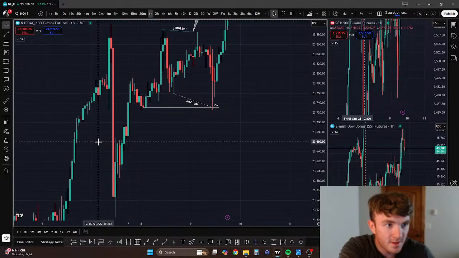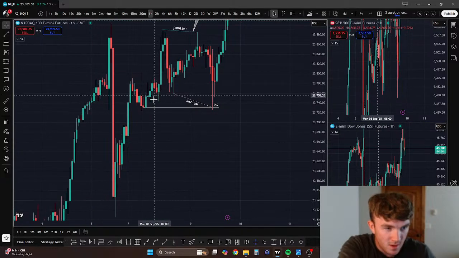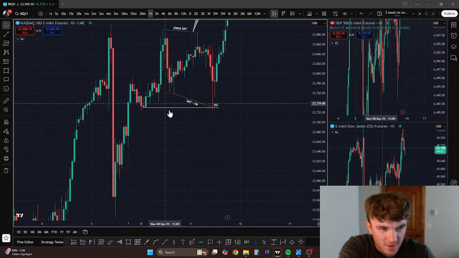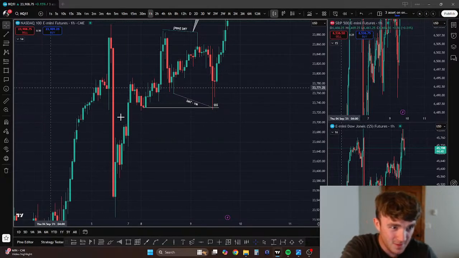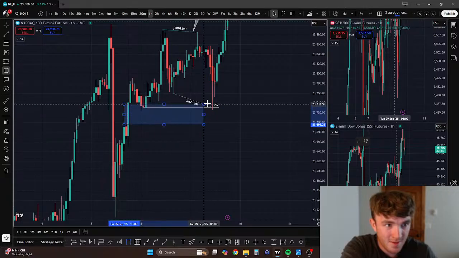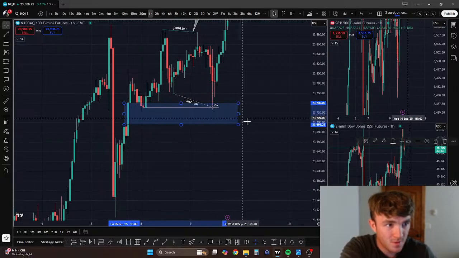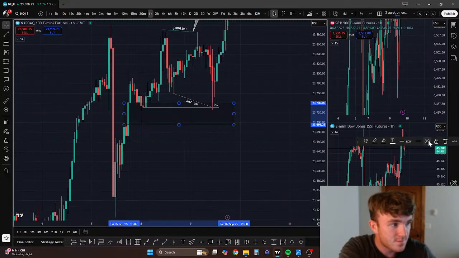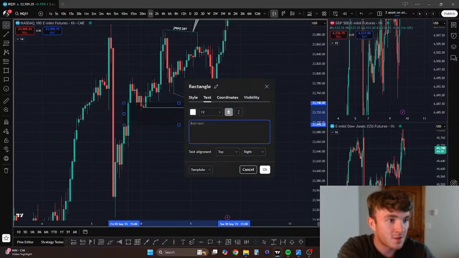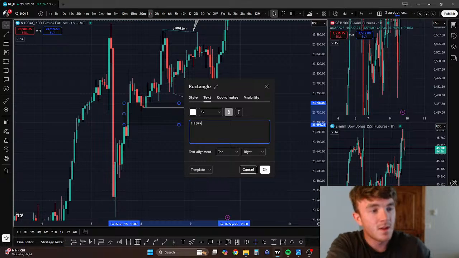I don't know if there's a 1 hour gap. Maybe you can consider this a 1 hour gap. Let's just say we consider this a 1 hour gap. 1 hour gap, 1 hour BPR. I don't know if that's the good one to use, but let's just say we do.